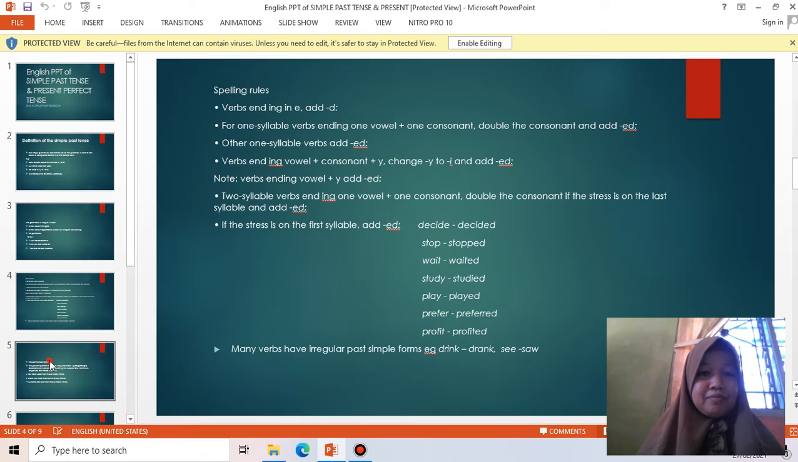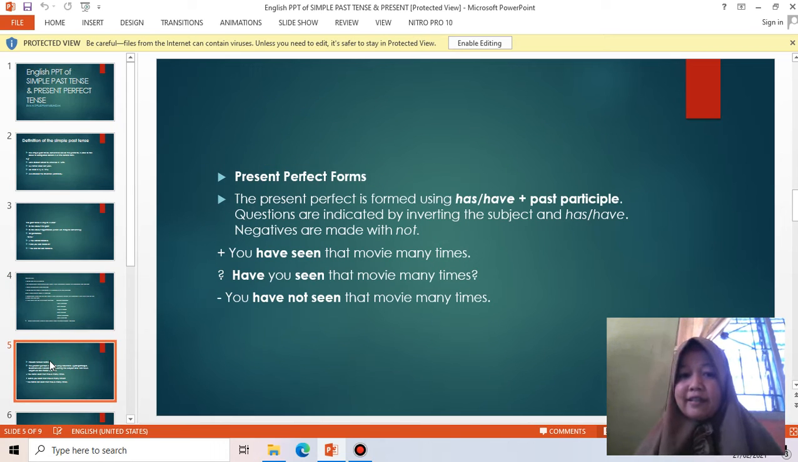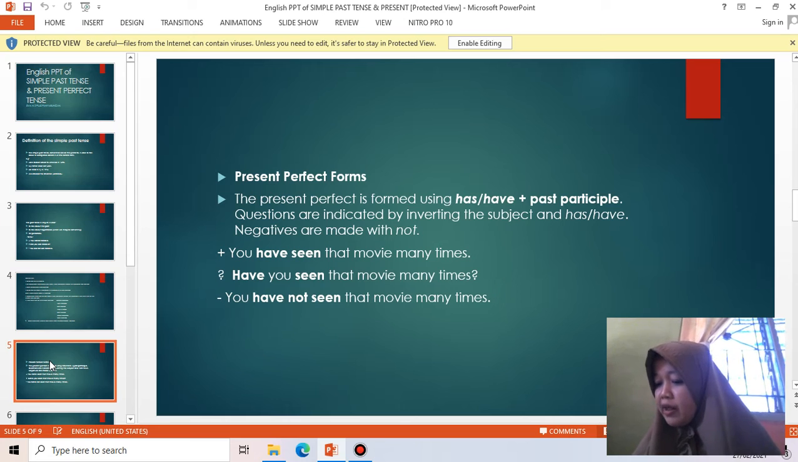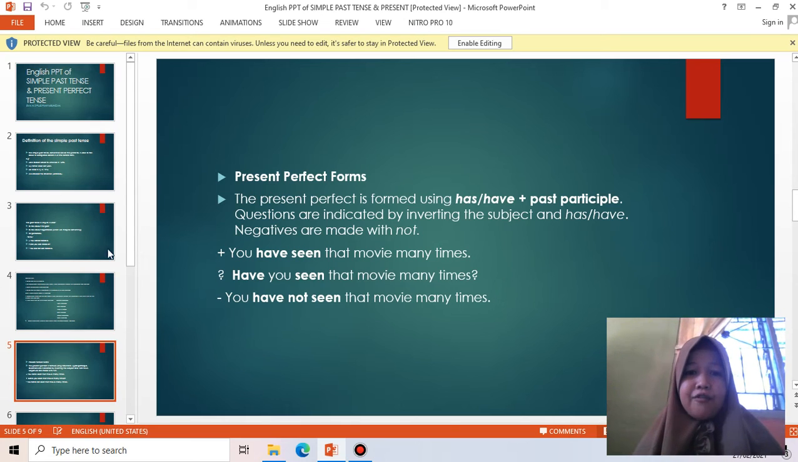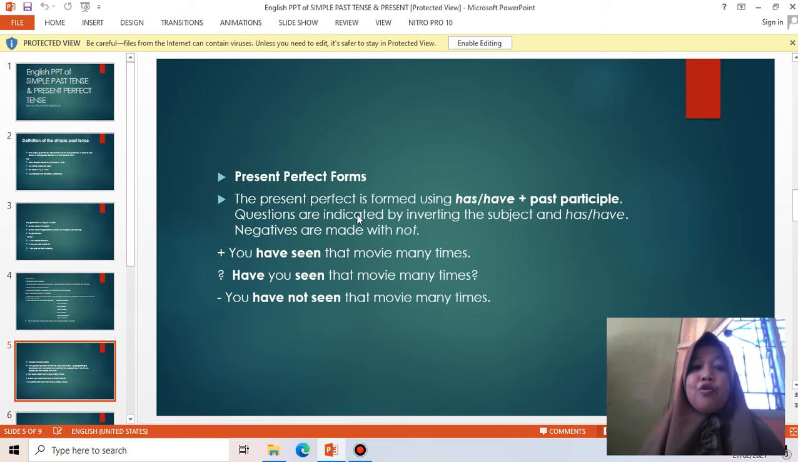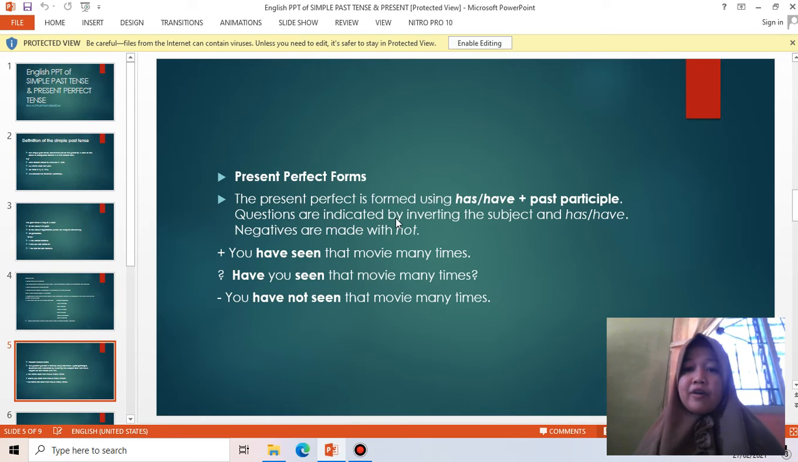Alright, now we go to the next tense. It is about present perfect tense. So how can we formulate the present perfect tense? The present perfect tense is formed using has or have plus the past participle, or verb 3. Questions are indicated by inverting the subject and has or have. Negatives are made with not.